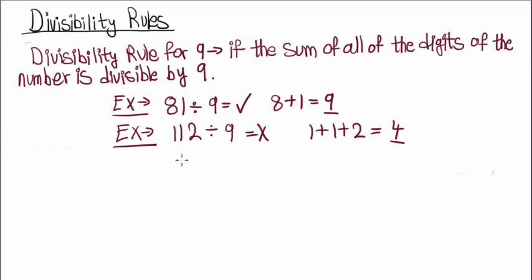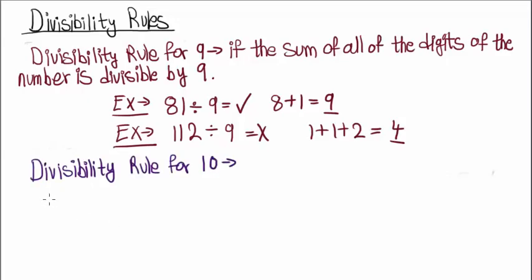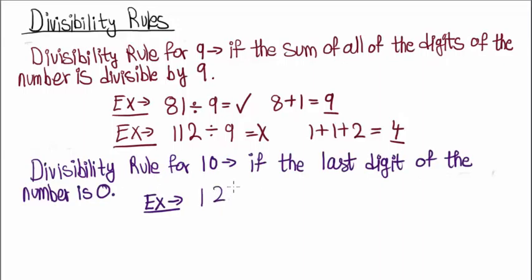Let's now go over our last divisibility rule, and that is the divisibility rule for the number 10. A number is said to be divisible by the number 10 if the last digit of that number is a 0. 12340 is an example of a number that is divisible by the number 10 because the last digit of this number is a 0.